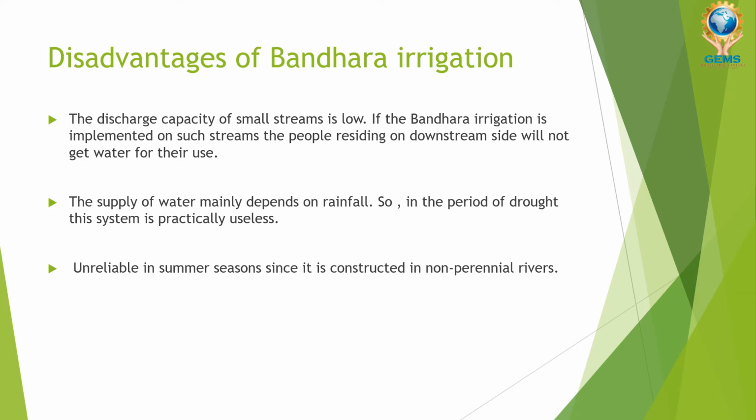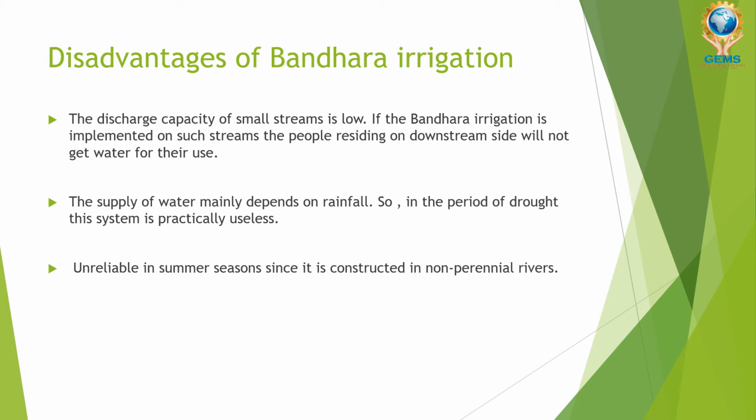And for this band irrigation, as I mentioned, one of the disadvantages is the non-perennial rivers. Suppose perennial rivers are present, then a band will be a successful method. If it is constructed on a non-perennial river, the water will be continuously flowing only during the season time, and in non-season times like summer, the water flow will not be there, or it will not meet the requirements which are met during the rainy times.